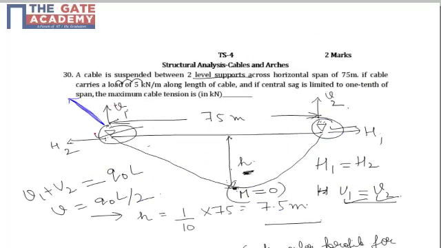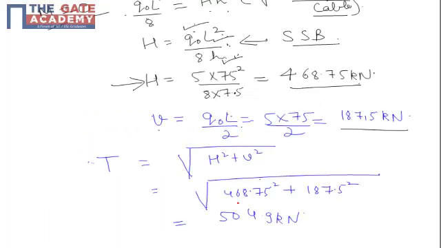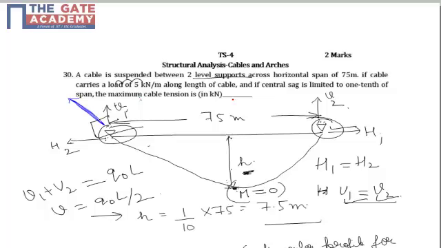Now H and V both are acting at 90 degrees. So from knowledge of resultant forces, the resultant force will be under root of H square plus V square, that is 468.75 square plus 187.5 square, which comes out as 504.9 kilonewton. So the correct answer lies in the range of 504 to 506 kilonewton.